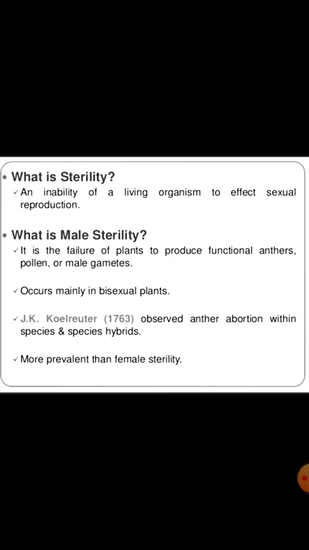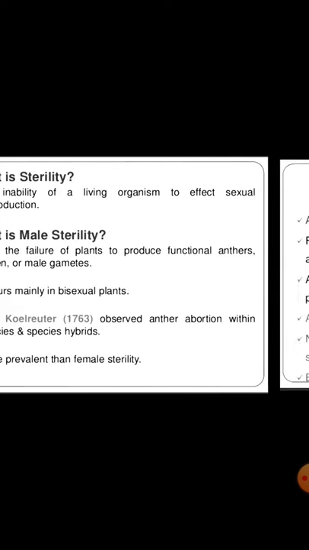J.K. Kolreuter observed the anther abortion within the species and species hybrid in 1763. It is more prevalent than female sterility. This male sterility is more prevalent, meaning widespread in a particular area. Most of the time, if we compare male and female sterility, the male sterility is more prevalent.